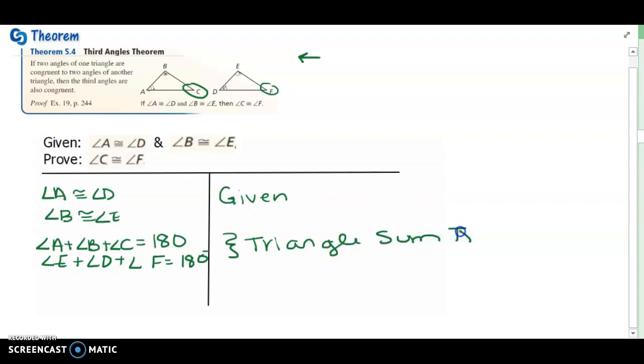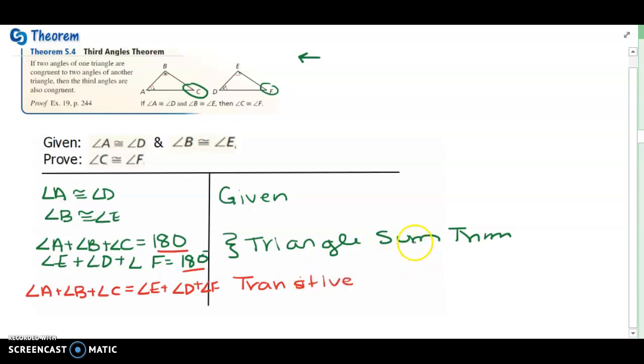That is the triangle sum theorem. Remember, the triangle sum theorem tells you that all angles of a triangle have to add up to 180. Well, if both of these are equal to 180, I can now say angle A plus angle B plus angle C is going to equal angle E plus angle D plus angle F. And that is the transitive property. If you want to put substitution, transitive, that's all right as well.